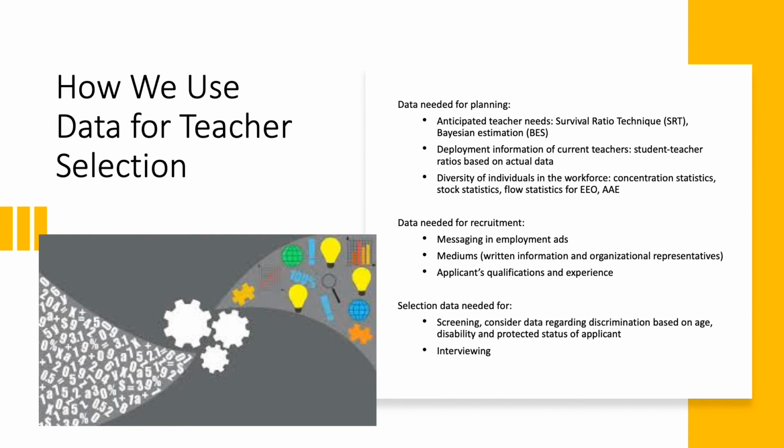A Bayesian estimation considers many factors, including but not limited to openings of charter schools, tuition increases for private schools, and policy changes by a local board of education. Deployment information is based on actual student-teacher ratios. Concentration statistics focus on employees within a public school district. Stock statistics break down workers by work assignment, and flow statistics describe hiring ratios between protected class and non-protected class groups. The information should be interpreted within the context of a relevant labor market.